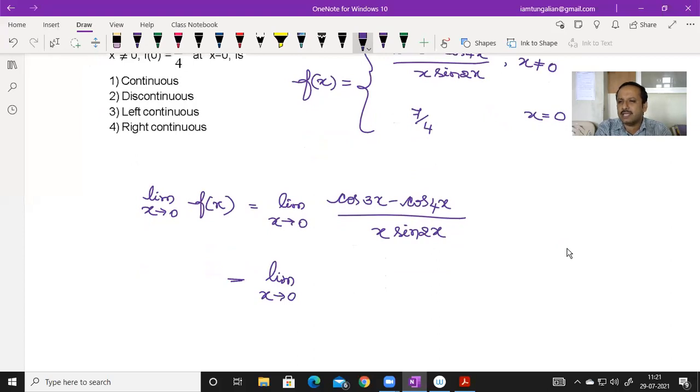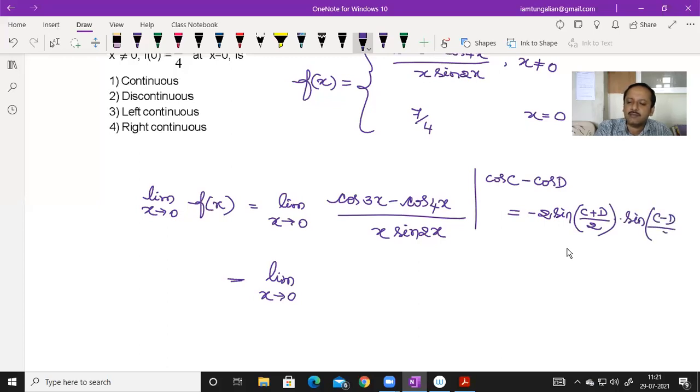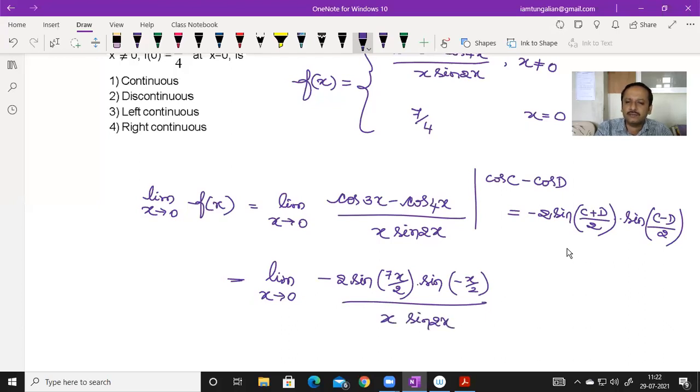I will use the cos C minus cos D formula. In trigonometry, you have learned this formula: cos C minus cos D is equal to minus 2 sine (C plus D) by 2 into sine (C minus D) by 2. Use this formula. Minus 2 sine (C plus D) by 2, 3x plus 4x, that is 7x by 2, into sine (C minus D) by 2, so 3x minus 4x, minus x by 2, divided by x into sine 2x.